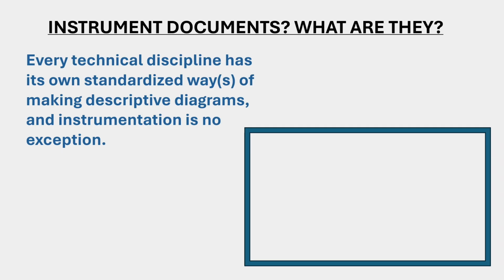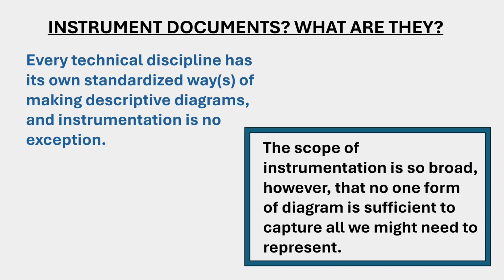So what exactly are instrument documents? Just like electrical or civil engineers have their own drawing standards, instrumentation also has a unique way of representing systems. These documents describe how instruments connect to each other, to the process, and to the control system. Because instrumentation covers such a broad range, which includes sensors to PLCs to control logic, we need different types of diagrams to show different levels of detail.